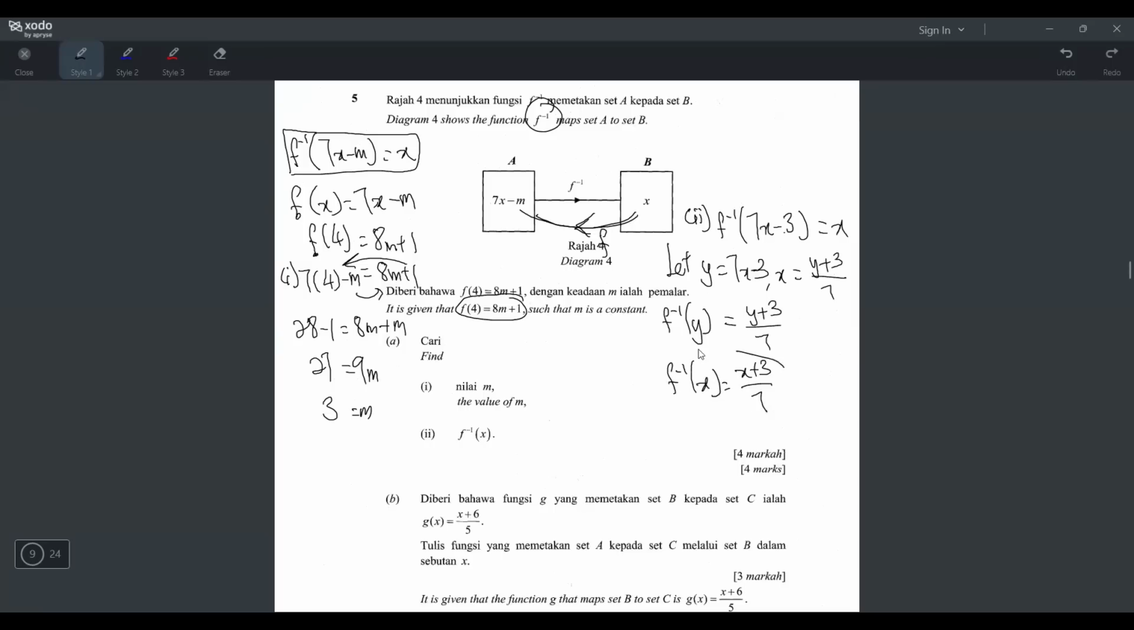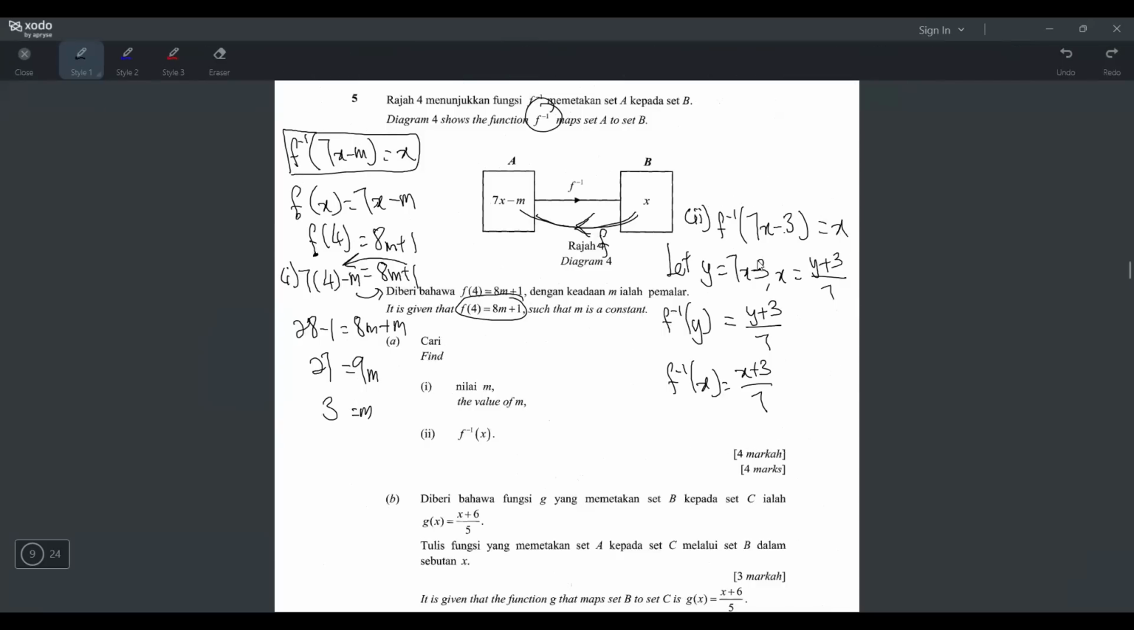Okay? So if I'm the one doing it, I will do it like this. Alright? But I know some students maybe want to do it the other way. Maybe they want to do f(x) equals to 7x minus 3 and then cari inverse. Can also. You will get the same answer. It's just that I want to teach you something different. And also this method is important. Because actually you need to know this method.